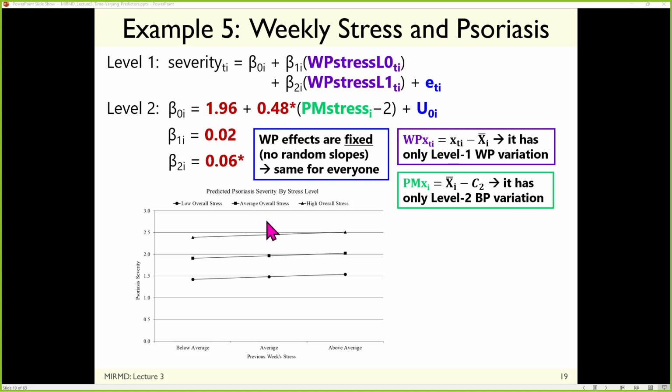And so I made a picture to illustrate this where the x-axis is within-person stress the previous week, and then I have relatively low values, average values, which would be when you're at your person mean, and then above average. And these are different lines for different people. So the between-person effect is indicated by the difference vertically across these 3 lines. People with higher overall stress have worse overall severity. The slope of each of these lines then is the lag 1 fixed effect of 0.06. So for every unit more stress than usual, your severity goes up a tiny little bit.